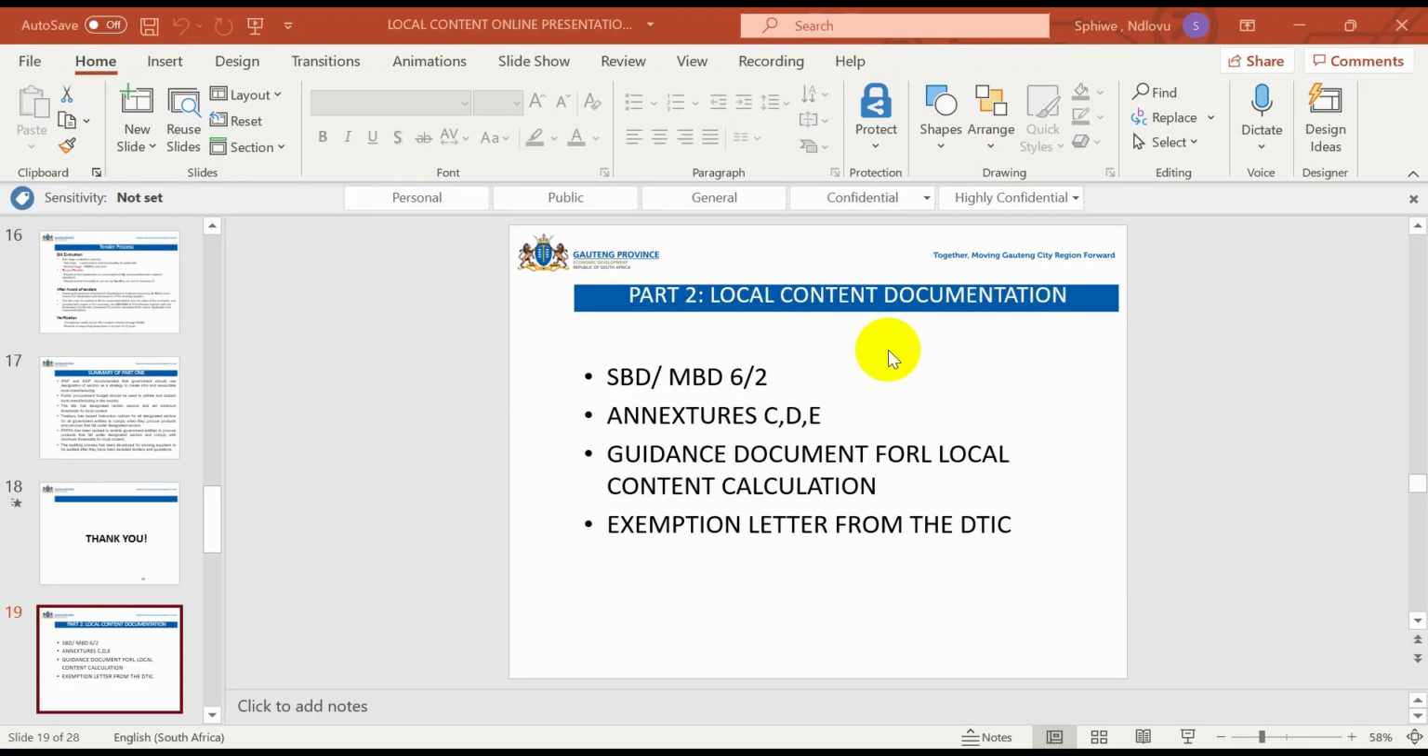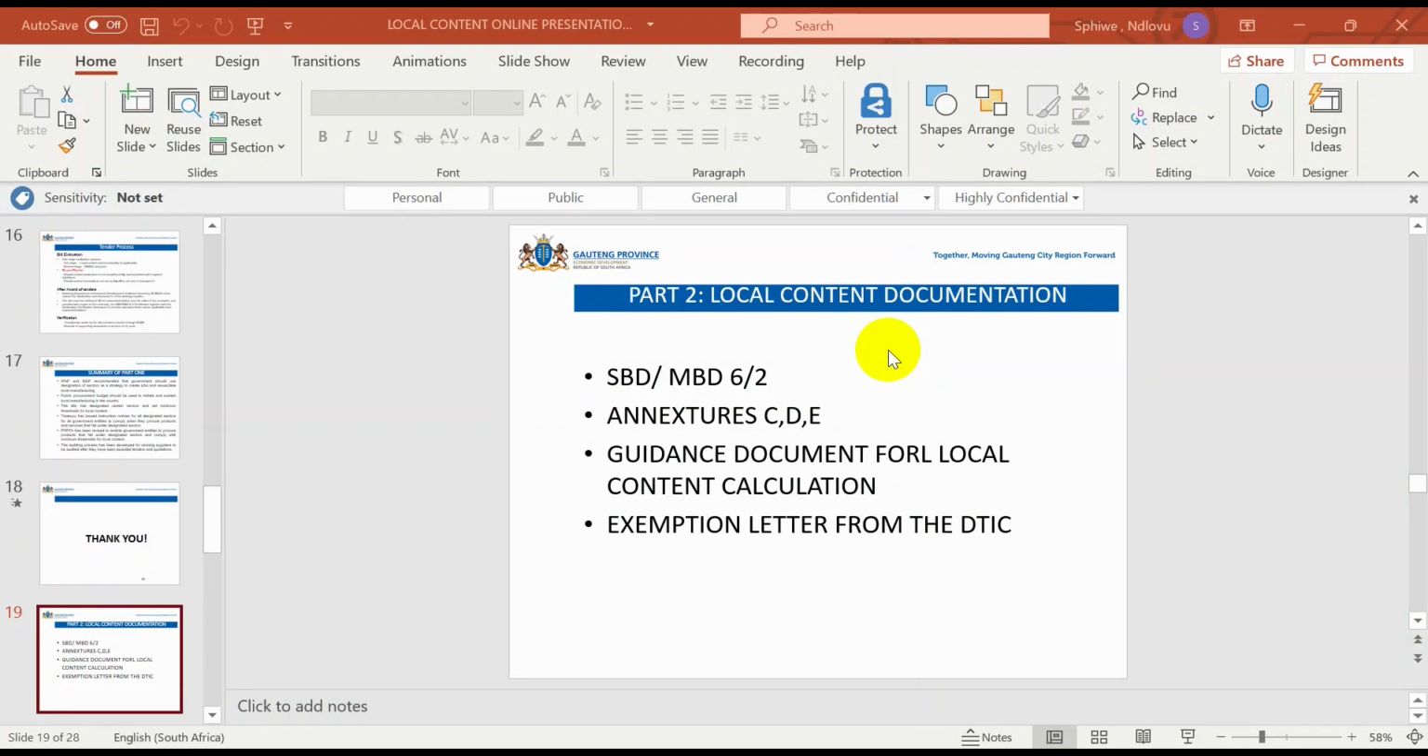Like I said in the previous session, we will divide this section into two. Today we'll be looking into the last part, which is the local content documentation. You will see there we have SBD and MBD 6.2, Annexure C, D, and E. We have the guidance document for local content calculation and the exemption letter.